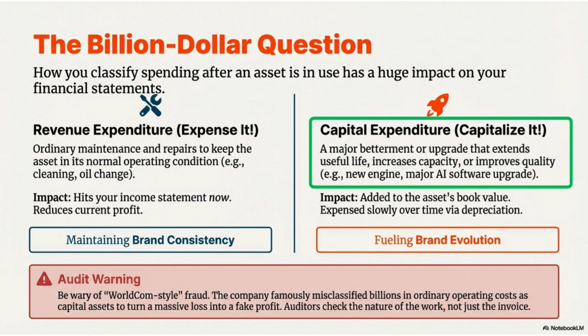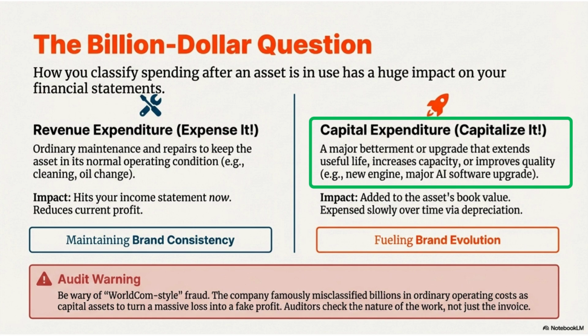Right. And on the other side, you have capital expenditures. These are the major investments, the big upgrades. And to be a capital expenditure, it has to meet one of three criteria. It has to either extend the asset's useful life, increase its capacity, or significantly improve the quality or efficiency of its output. This is what fuels brand evolution.